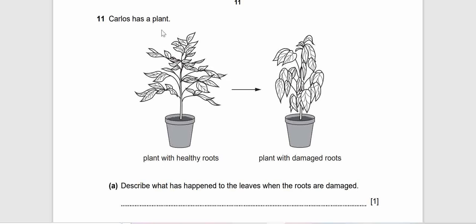Here we go, we have Carlos has a plant. Plant with healthy root, plant with damaged root. Question A. Describe what has happened to the leaves when the roots are damaged. 10 seconds.